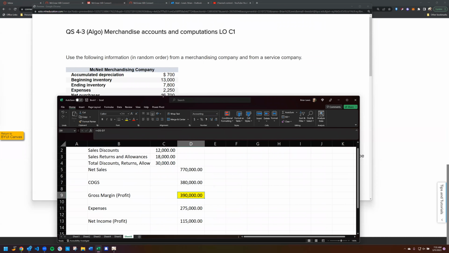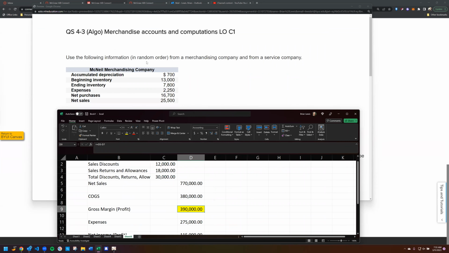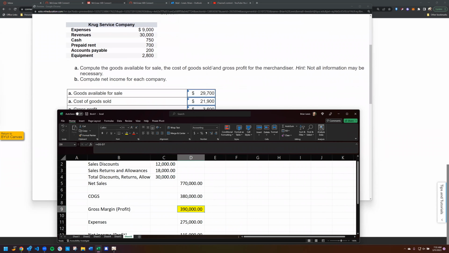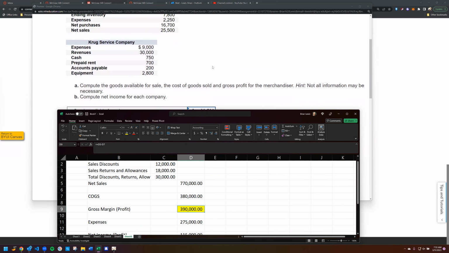Okay. Where are we at? Let's use the following information in random order from a merchandise company and from a service company. Compute the cost of goods available for sale, cost of goods sold, and gross margin or gross profit for the merchandiser.